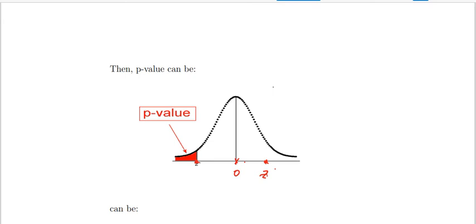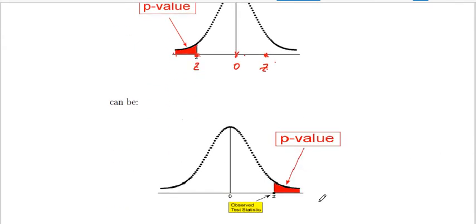So we introduce this p-value. We regard the cutoff point, and this probability is the p-value. If the cutoff point, let's say this z, is on the right side, then there's the p-value. We call this one tail. We just check one side, right? One tail.